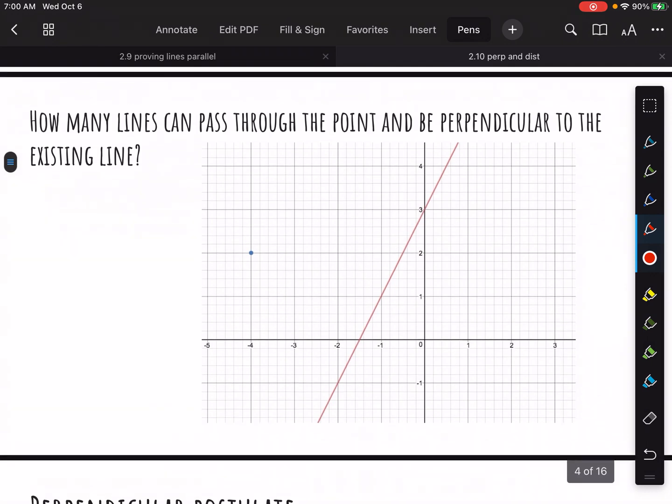Let's get into it. How many lines can pass through the point that is shown here, this blue point, and be perpendicular to the existing line? Well, we know that a perpendicular by definition has to meet at a 90-degree angle. So there would be only one line that meets the other line at a 90-degree angle. There's only one possibility. And it turns out that that straight line at a 90-degree angle is the shortest distance. This is the shortest distance between that point and that line, the one that meets at a 90, the perpendicular. So we're going to focus on finding that distance today. That's our goal.